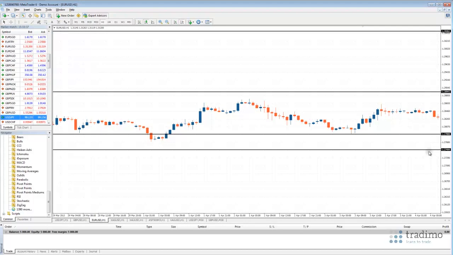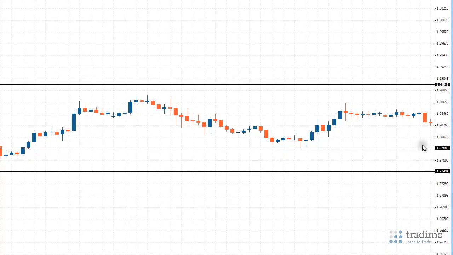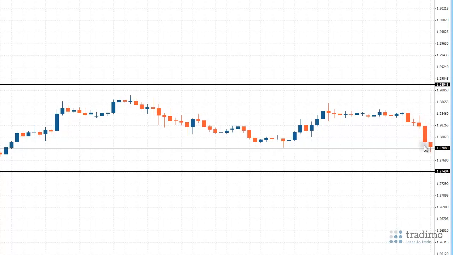Once you've done this, it's now a case of waiting to enter into a long position should a support level be tested, or enter into a short position should a resistance level be tested. So, in this example, we can see that we move lower. Eventually, we touch our support level. And at this point, we would potentially look to enter into a trade.